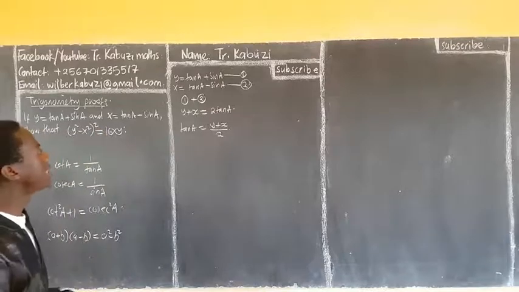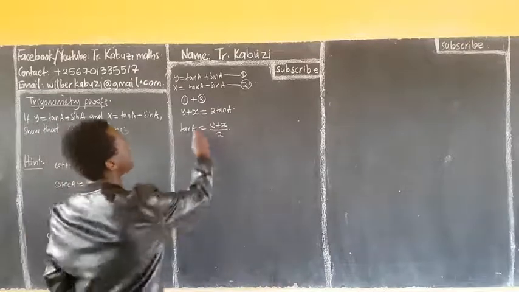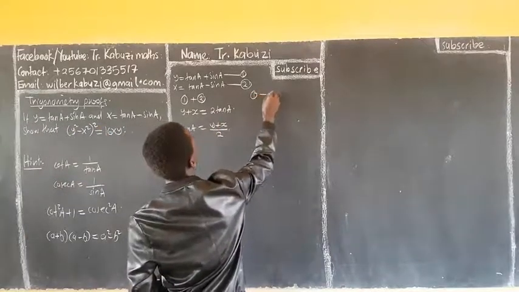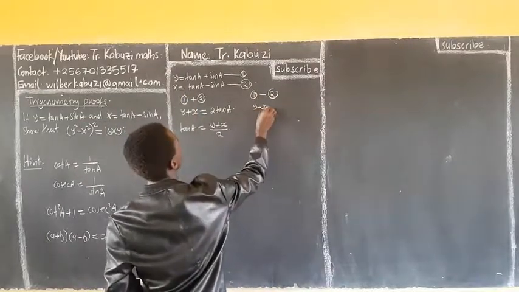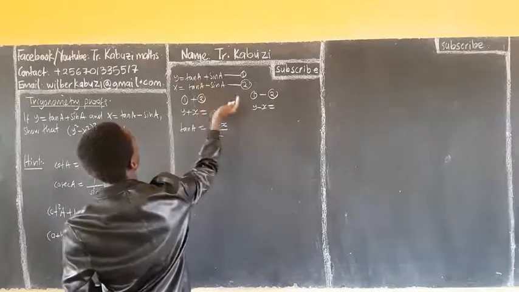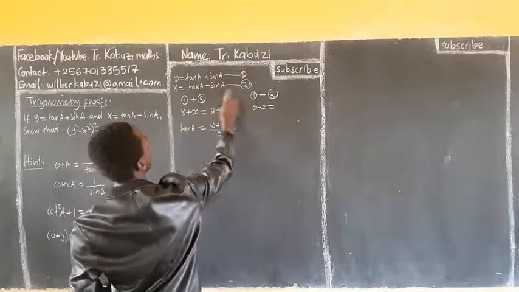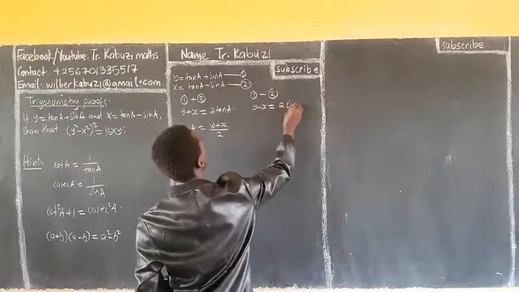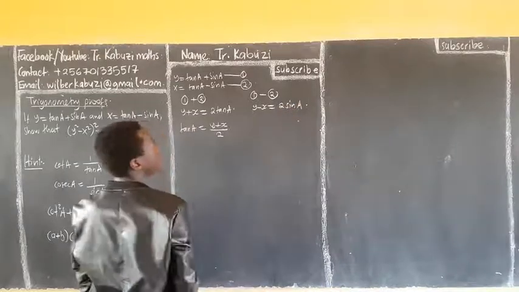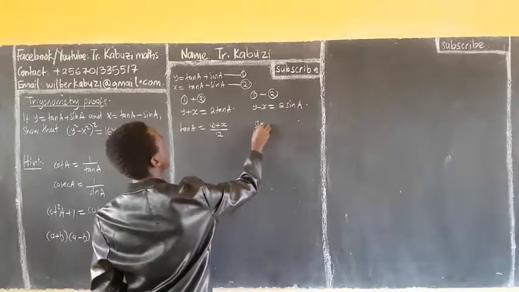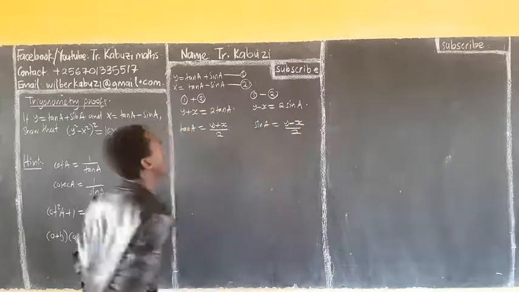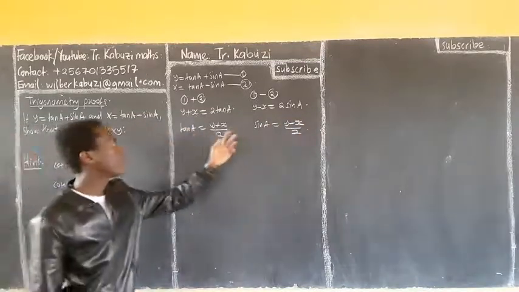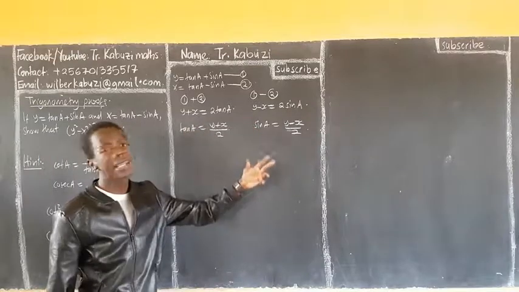Now, what if I subtract? If I get equation 1 minus equation 2, I'll have y minus x equaling 2 sin a. The tan a minus tan a will go, then sin a minus minus sin a will give me 2 sin a. From there, you see that my sin a is (y minus x) over 2.